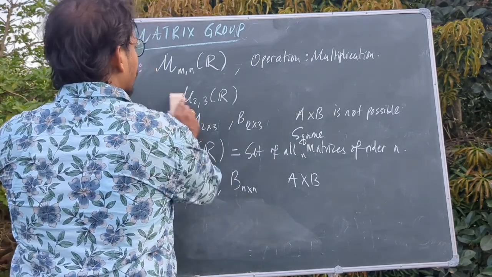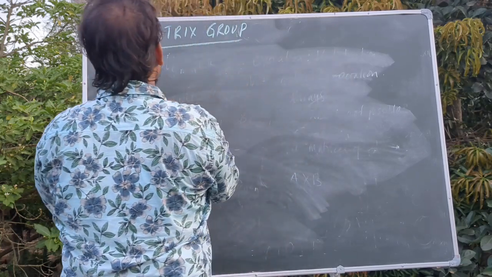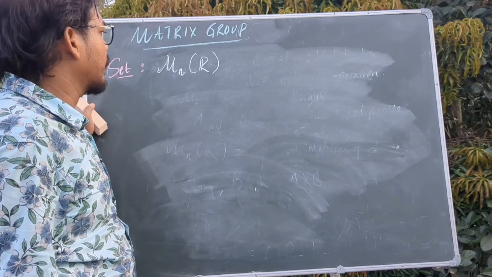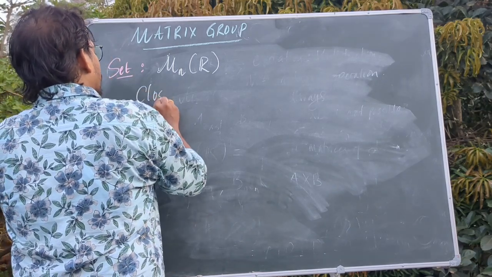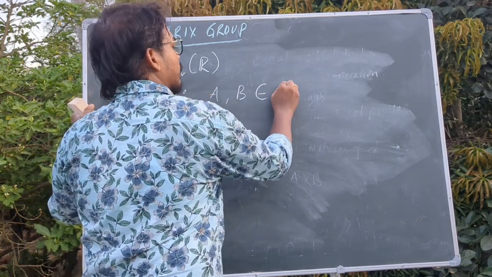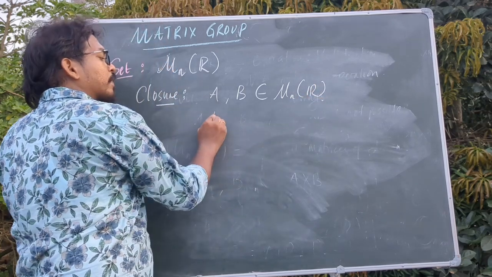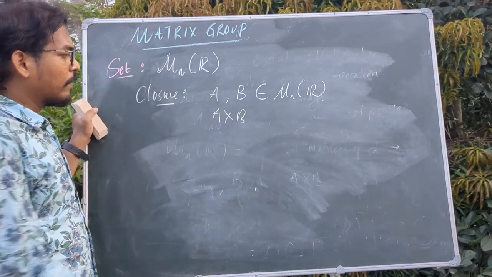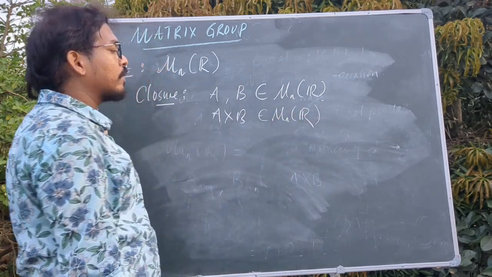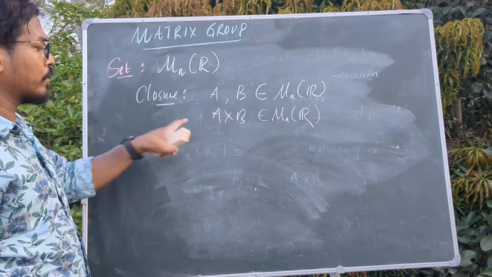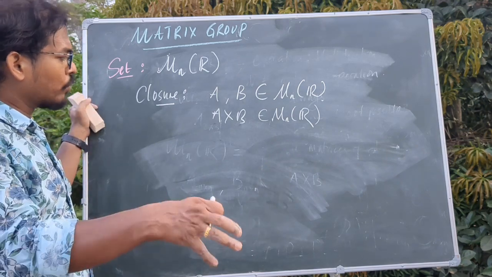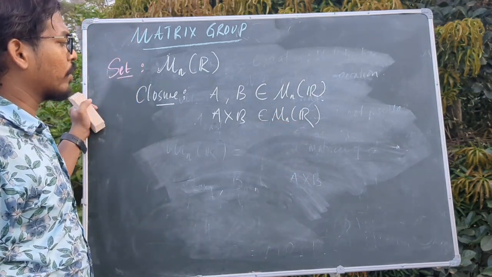Let us see this example. Suppose we have the square matrices of order n and the entries are from real numbers. The closure property will hold. Why? Take any two matrices of this set, then their product is possible, and A times B also belongs to the set of square matrices with entries from real numbers, because the entries of A and B are real, and if we multiply them, the product will also be a real square matrix of order n.